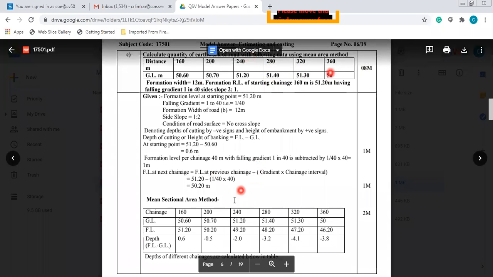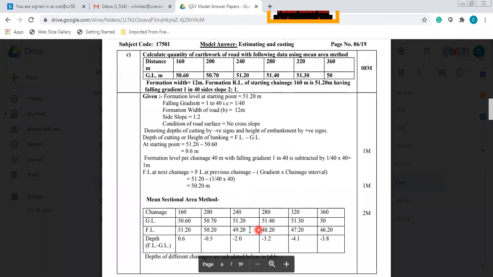Now, if you do the calculations, here are your answers. Please cross check your answers with this. Formation level at the initial point is 51.20, which is given. Formation level at 200 meter is 50.20, which we have calculated. At 240, it is 49.20. Please cross check whether your calculations are correct or not. If it is wrong, let me know. Then formation level at 280 meters is 48.20, at 320 it is 47.20, and at 360 it is 46.20. You can cross check your answers with me.